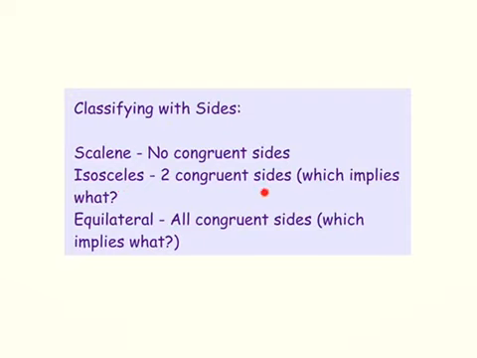And of course, if there's two congruent sides, what does that mean? It means there's going to be two congruent angles. If there are two congruent sides, there will be two congruent angles. And of course, an equilateral triangle is when all of the sides are congruent, or all the sides have equal measures. And of course, that implies that all of the angles will be congruent. And we'll talk about that in a minute.